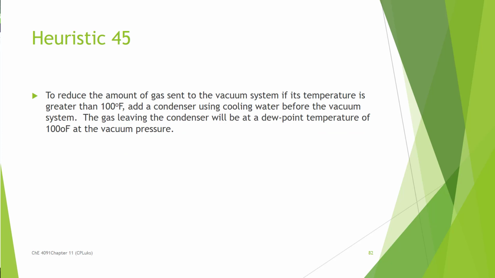If you want to reduce the amount of gas sent to the vacuum system, it depends on what the temperature is. If the temperature is greater than 100, add a condenser with cooling water before the vacuum system. But if it's going to be lower temperatures, then you can just send it straight to the vacuum system.